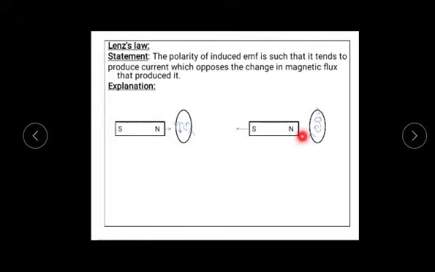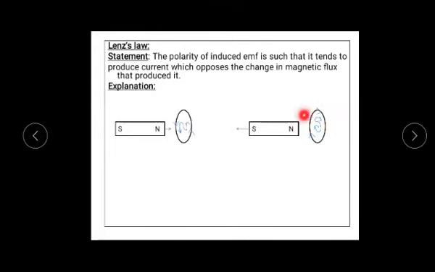Now see this diagram, the second diagram. Here you are moving the bar magnet away from the coil. See the direction here. It is moving away from the coil. Then what happens if it is moving away from the coil? Current has to change the direction. When it is inserted, it is flowing in anti-clockwise direction. Now you are moving it away from this coil, so definitely current will change the direction.